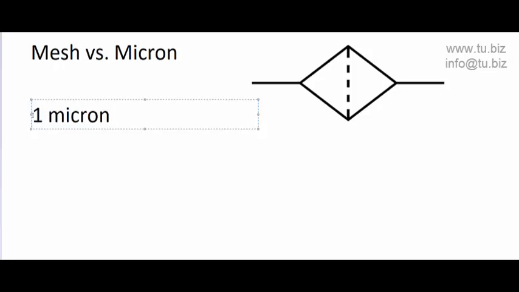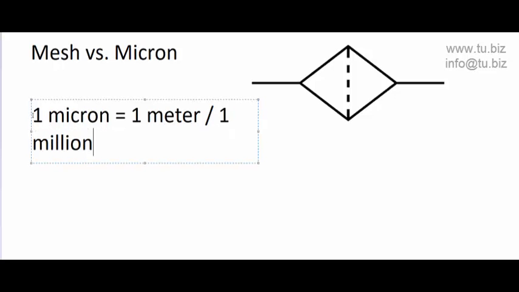1 micron is equal to 1 meter divided by 1 million. So it's one millionth of a meter. That is how big a micron is. It's 1 meter divided by 1 million. It's one millionth of a meter.